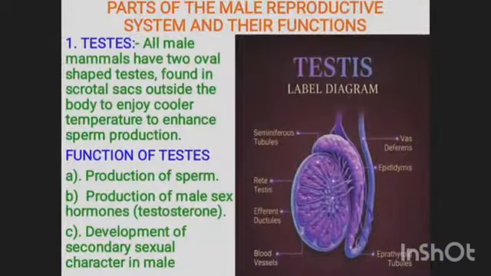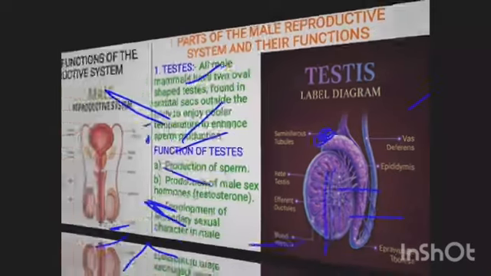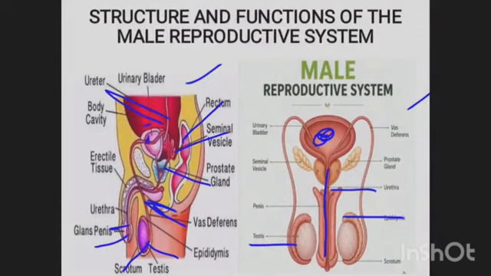And let's look at the function of the testis. Now we've seen the structure. Let's look at the function. Now if it is one, we call it testis. That's just one, but since we have two, the plural for it is called testes. So all male mammals have two oval-shaped testes, and they are found in the scrotal sac. This is the scrotal sac that we have right here. This sac that is wrapping the testes, that's the scrotal sac.